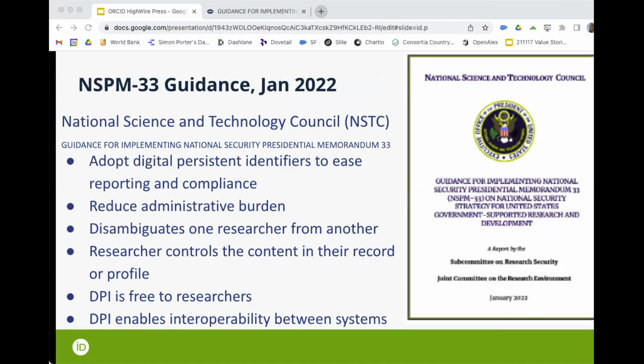In January of 2022, through the White House, the Joint Committee of Research Environment issued a follow-up guidance document to NSPM 33 to help provide more specific direction and clarity to the expectations. And I'll put a link to this document in the chat in a second. In this document, there's a strong emphasis on reducing administrative burden to help balance the increased expectation of disclosure requirements. Adopting DPI services into the application and reporting workflow is expressed as an ideal way to help meet the expanded disclosure requirements, while also facilitating the reduction of administrative burden on researchers.